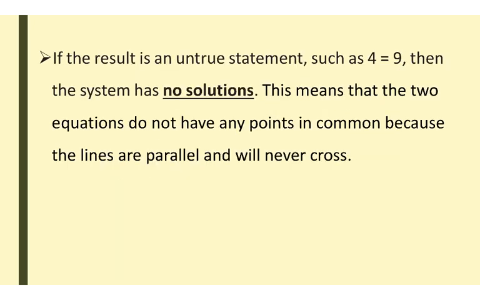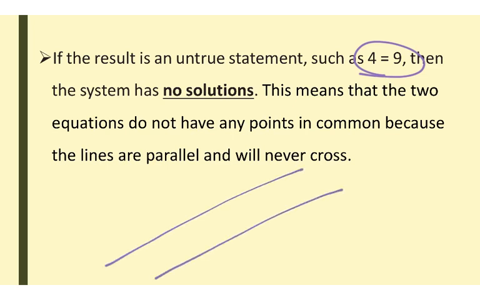If the result is an untrue statement, so if you get something like this, then the system has no solutions. And that's the same as when we just did one equation by itself and we got an untrue statement and we said no solution. But if we're doing a system, it means we have two equations that when we graph them are parallel lines, they're never going to cross. And so we say no solution for that. And so we would just write the words no solution.